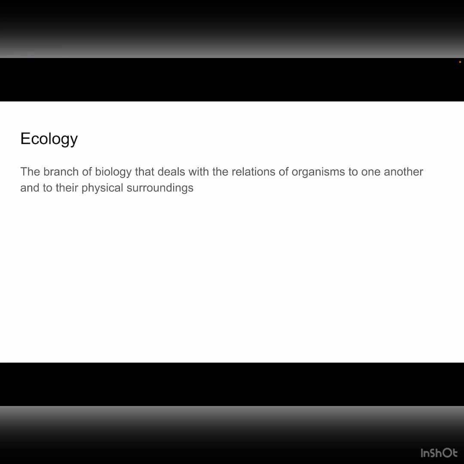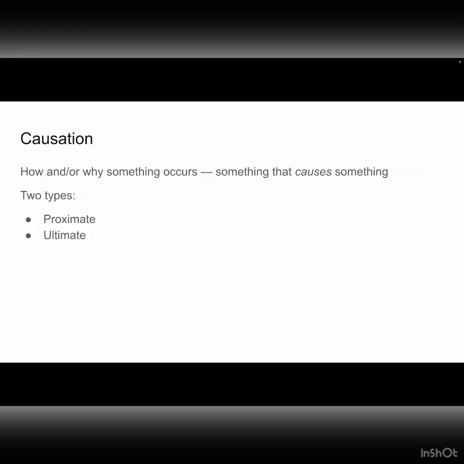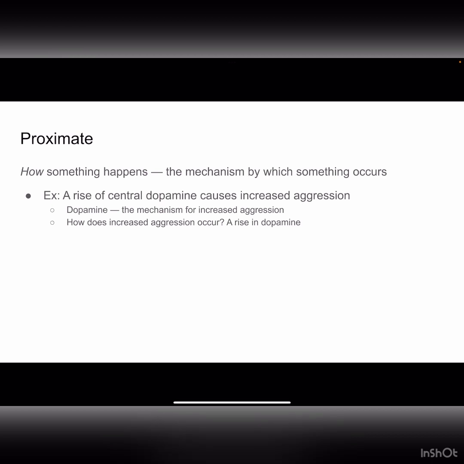Alright, now that we've got a basic understanding of what the class is about, let's turn our attention to one of the main focuses for today. So everything has a cause. The things that we see in nature, relationships, coloration, morphological characteristics are no exception. Scientists typically group the causation for these things into two groups, proximate and ultimate. Proximate causation refers to how something happens. It's the mechanism behind a behavior or a characteristic.